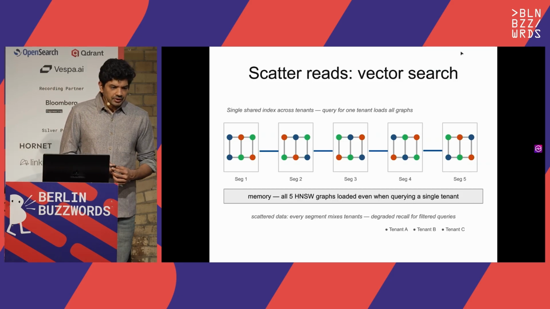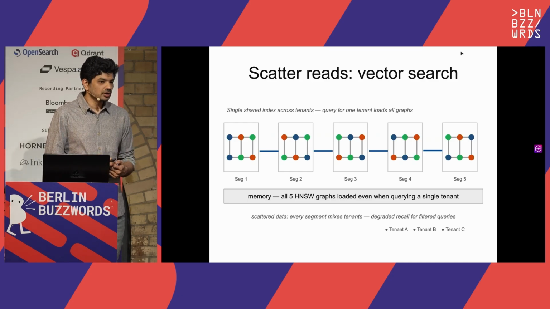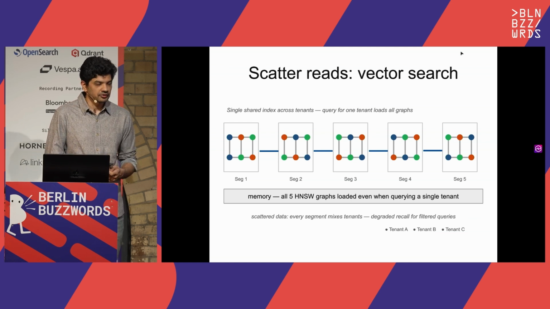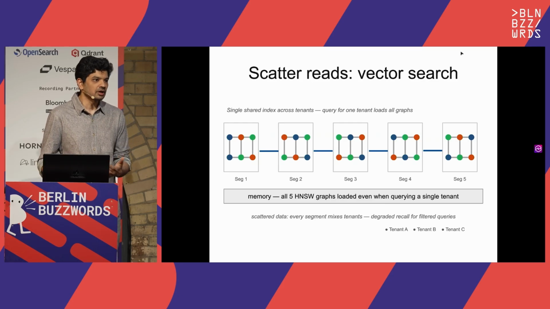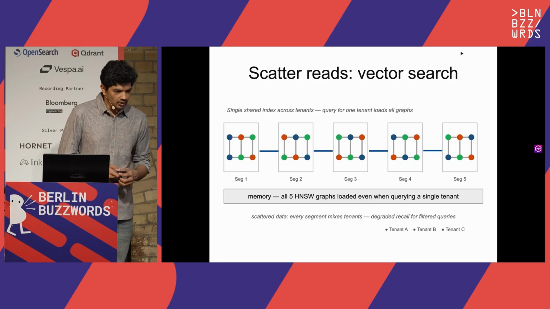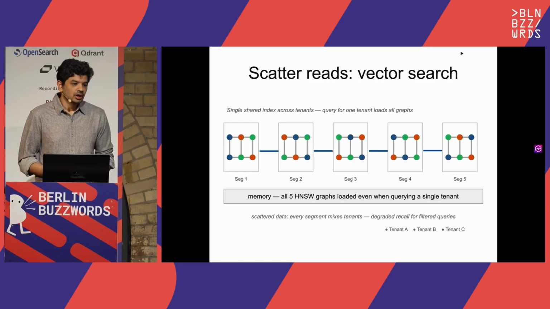Now, these graphs, each of these segments, need to be loaded in memory to be able to do a graph search. So let's say there's a tenant which has just 10 documents, and there is another tenant which has 1,000 documents. We still have to load those 1,000 documents just to find those 10 documents. So there is a performance penalty there, as well as you are eating up more memory, or you are just slowing down your searches if you don't have enough memory.